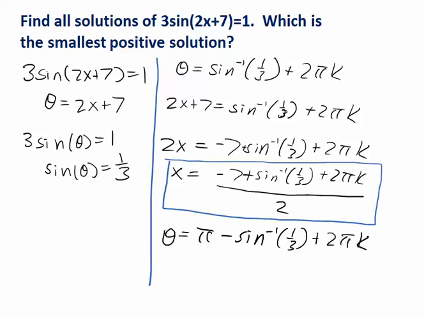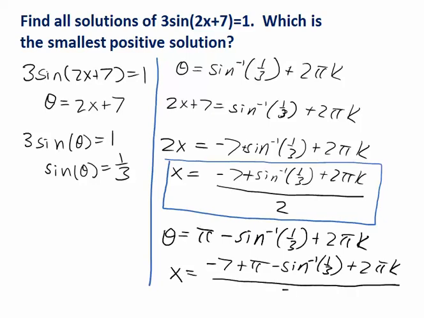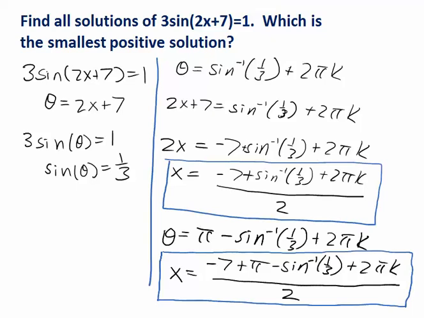So if we do the same algebra we just did here, I'm going to jump to the end. You end up with x values of the form negative 7 plus pi minus sine inverse of a third plus multiples of 2 pi, all divided by 2. That's our second family of solutions, and together these two formulas give us all of the exact solutions for our original equation.